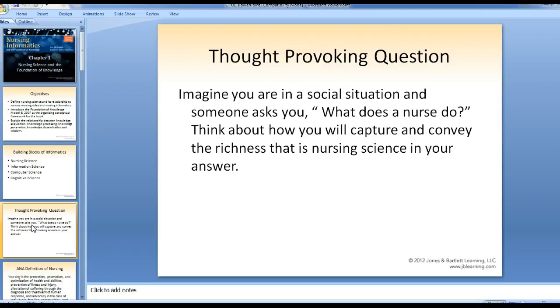13 years, which isn't that long compared to other people. And sometimes I have a really hard time capturing the essence of what makes us nurses. What is it about nursing science? It's really hard to put into words, right?